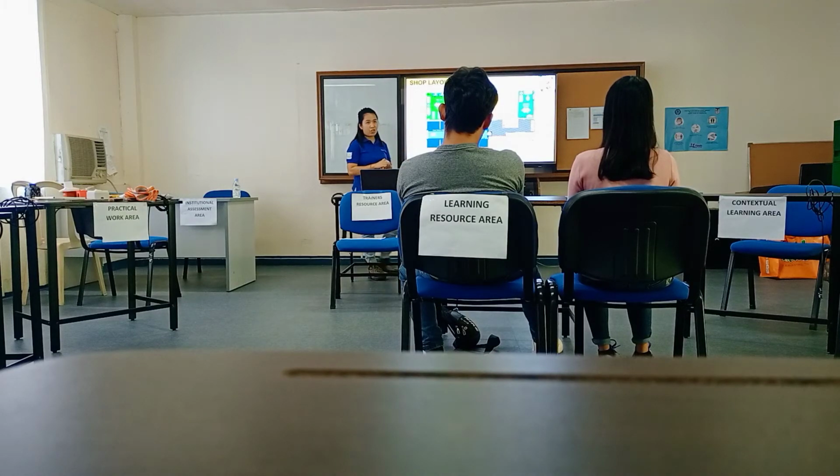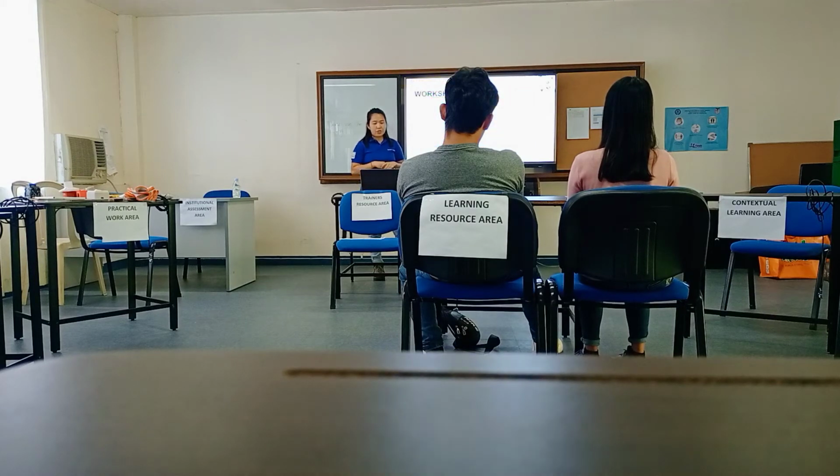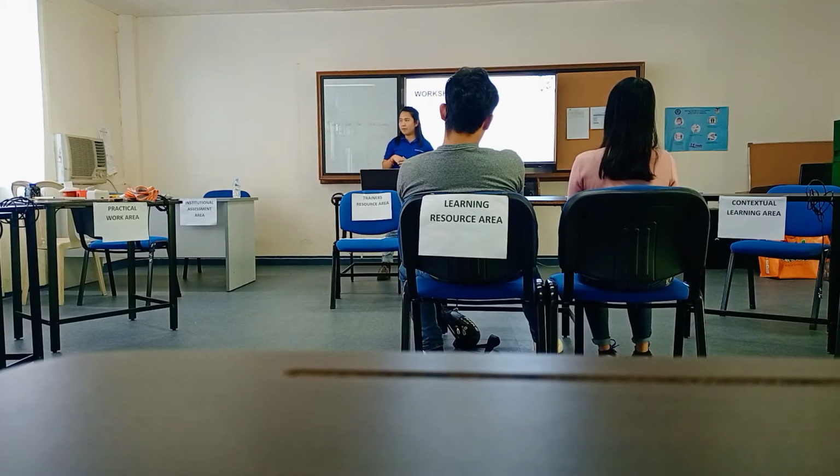Okay. So let me update you on our shop layout. We have the fire extinguisher. Please be familiar with our entrance and exit. We have the washroom and the comfort room. So let me discuss the nine parts of our workshop area. We have the trainer's resource area where you can find the CBLM, the learning resource area where you can find other references, the contextual learning area where you can read the CBLM, and the computer room where you can take our test, and the practical work area where you can rehearse your specific skills.